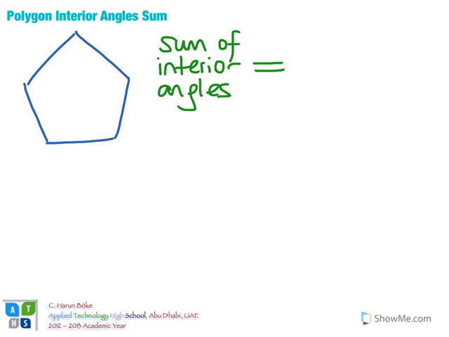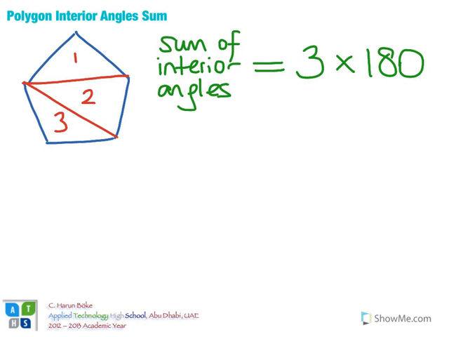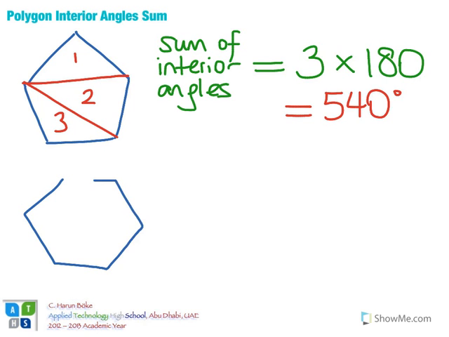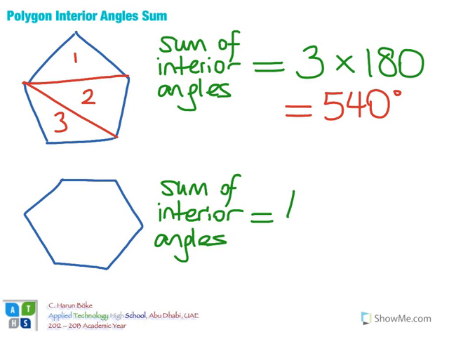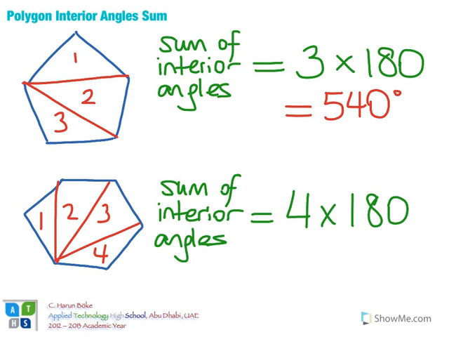The sum of interior angles of a pentagon is nothing but 3 times 180, because there are 1, 2, 3 triangles in a pentagon. So the sum will be 540 when you do the multiplication. And the sum of interior angles of a hexagon is 4 times 180 degrees, because there are 1, 2, 3 and 4 triangles inside this polygon. So it will be 720 degrees.